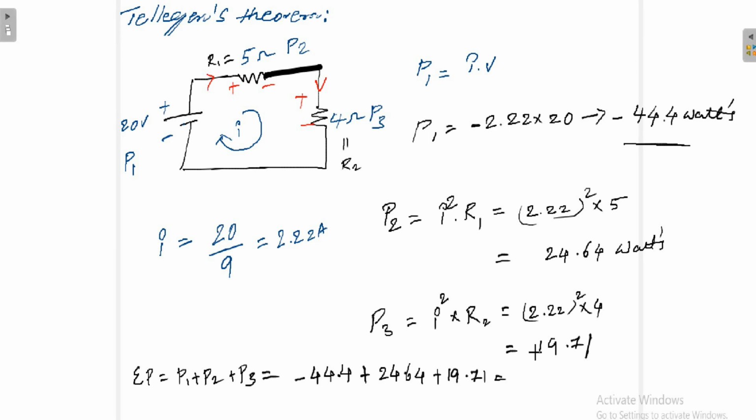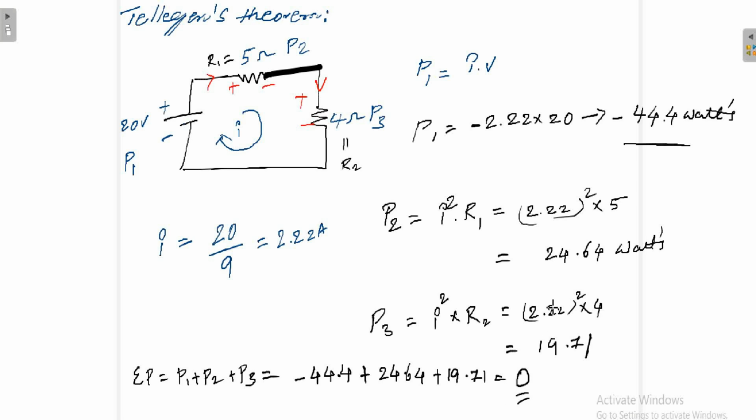So minus 44.44 plus 24.64 plus 19.71. So it is approximately equal to 0. So here Tellegen's theorem is verified.